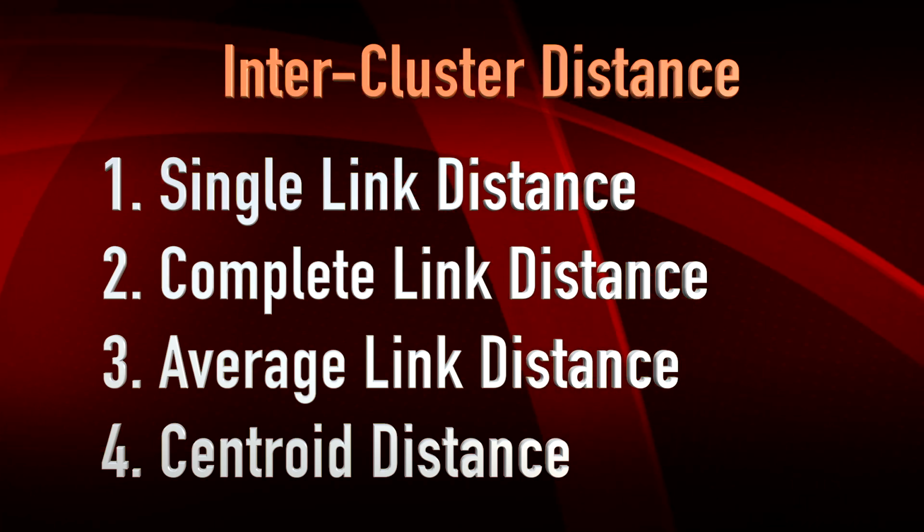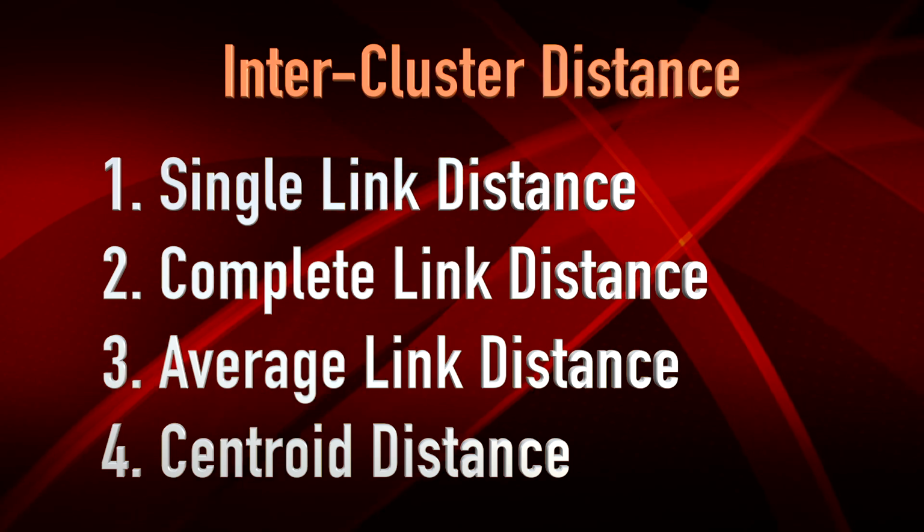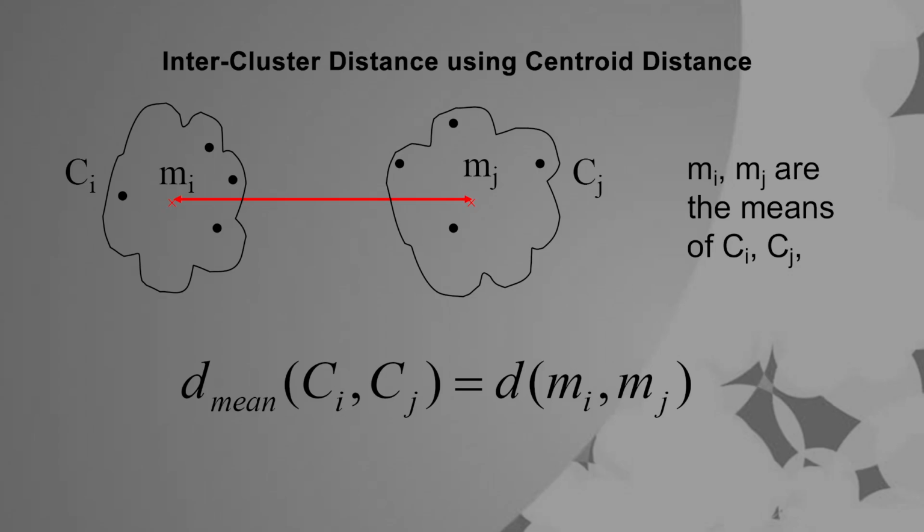The next intercluster distance is the centroid distance. Please take a look at the visual once again. The distance between two clusters now needs computation of two different quantities, one mi and two mj. mi is the mean of the data points available in cluster Ci, and mj is the mean of all the points in cluster Cj. Now, using these means, we shall compute the distance. The distance between cluster Ci and Cj is represented by the distance between the means of the two clusters, namely mi and mj. So, basically we are taking the means and then taking the distance between the means, which forms the centroid distance.